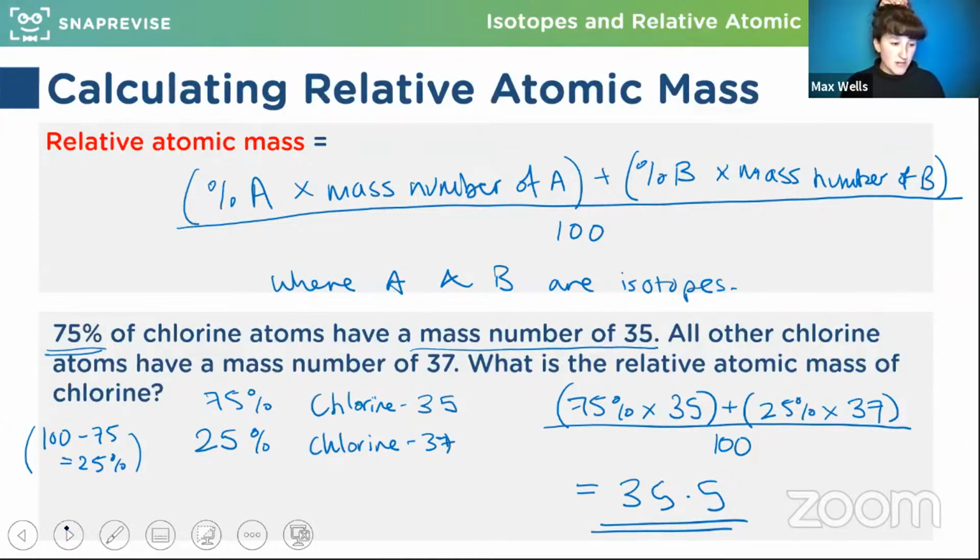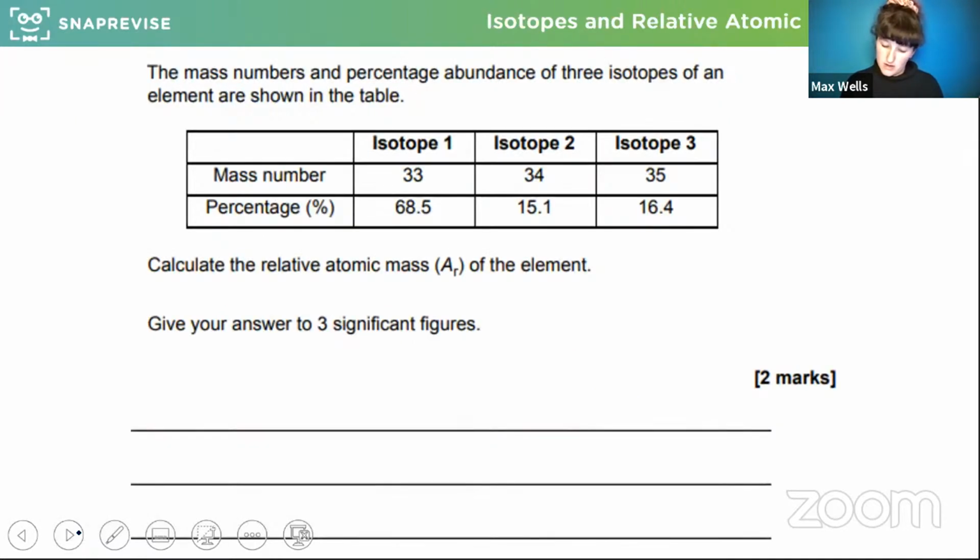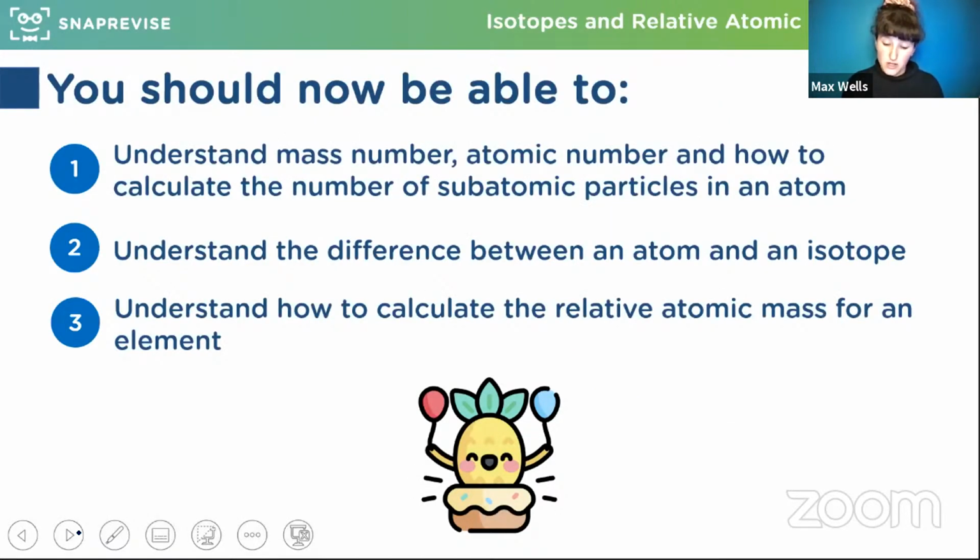We are going to have to finish now. So just to double check, we're not going to have time for this. So hopefully we have understood mass numbers, atomic numbers, and isotopes.